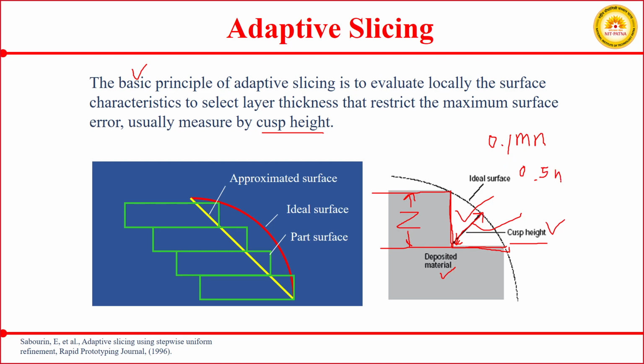So how will you choose your layer thickness? You will choose the layer thickness in such a way that the cusp height does not increase beyond the given maximum surface error. It should not increase with the maximum possible error. This is how the surface quality is maintained while producing the component by slicing it with adaptive slicing.